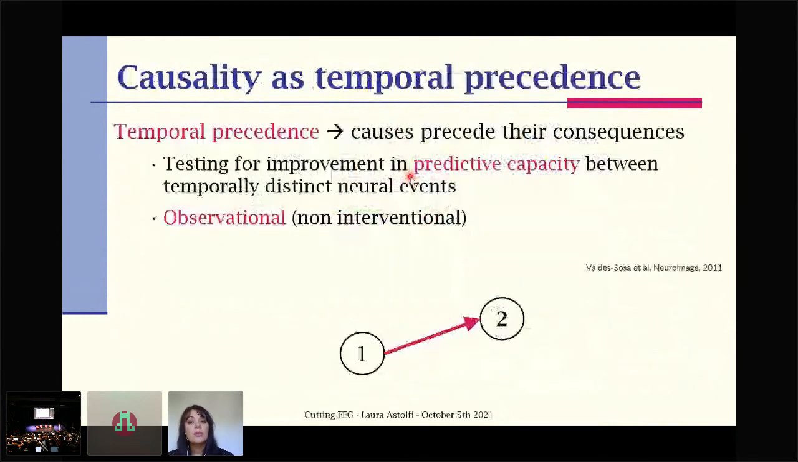There are many possible definitions of interaction between brain regions. We can talk about synchronicity, coherence, or we can try to define a causality. Again, there are many different possible definitions of causality. One which is particularly useful and easy to use in neuroscience is based on temporal precedence.